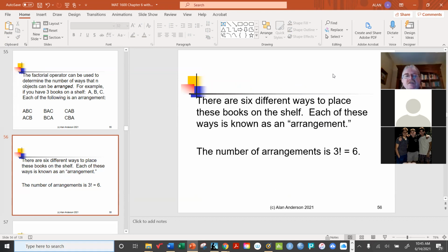So by just changing the order of the objects, each different arrangement, the number of ways of doing this is n factorial. So if we had 4 books, it would have been 4 factorial. If it was 5 books, it would have been 5 factorial. So it simply tells us how many ways of arranging n objects.